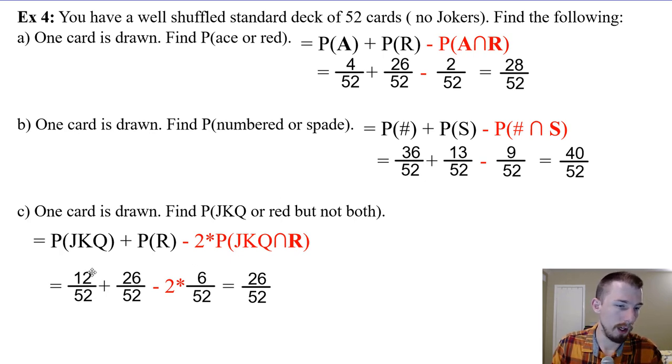All right, so jacks, kings, and queens, that's 3 ranks times 4 suits, which would give you 12, and then the probability of red is half. But how many of them are jacks, kings, and queens that are red? Well, half of those would be red because the other half would be black, because half of them are hearts and diamonds, the other half are spades and clubs. So that'd be 2 times 6, 6 over 52, which would be 12. So we're subtracting 12, and we end up with just the 26 out of 52.